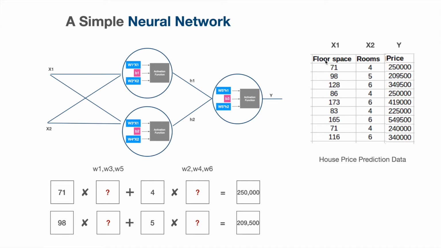If you take the example of predicting the price based on the floor space and the rooms, we want a neural network to learn weights and biases so that it can produce the output. In the sense that 71 multiplied with something, 4 multiplied with something should give us the output as 250k, or 98 multiplied with something plus 5 multiplied with something should give us the output as 209k. And we want our neural network to learn these weights.